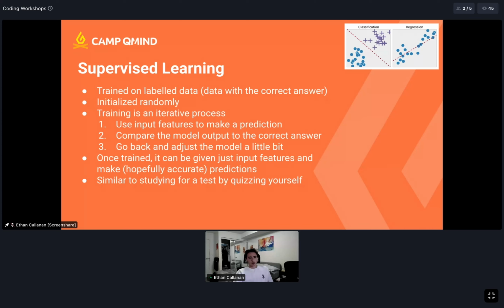Some common supervised learning algorithms include linear regression, which we have right here, and logistic regression, which we have right here. Linear regression is trying to find the correlation between your input features and the output variable. With logistic regression, you're just trying to split the data into different categories, different classifications. You also have algorithms like k-nearest neighbors, support vector machines, and the backpropagation algorithm for neural networks, and many more, but those are just a couple examples.